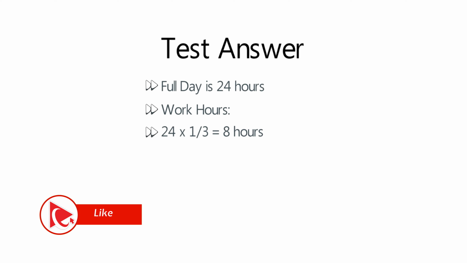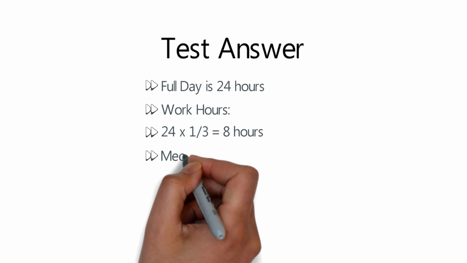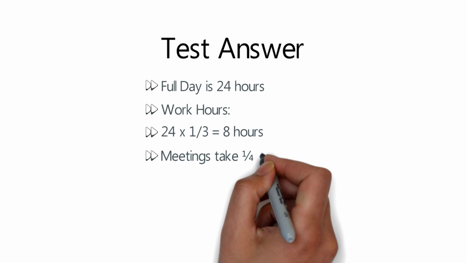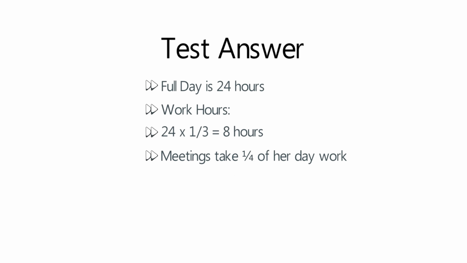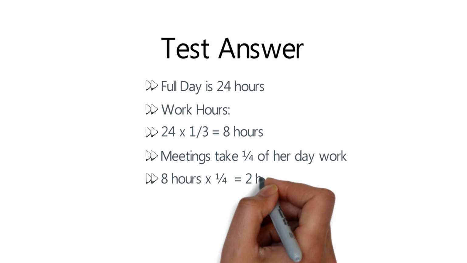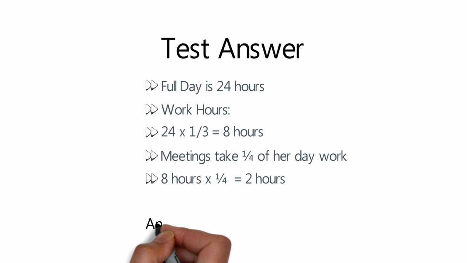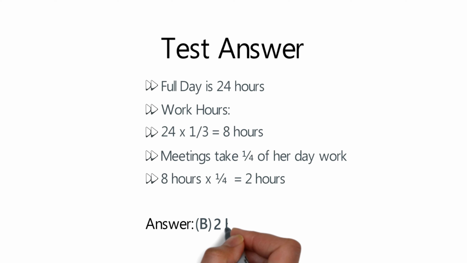And we calculate it by multiplying 24 by 1/3, or actually dividing 24 by 3. Meetings take 1/4 of her workday. So to calculate how much time she spends in meetings, we need to multiply 8 hours by 1/4, and the result is 2 hours. So the correct answer is choice B, 2 hours.